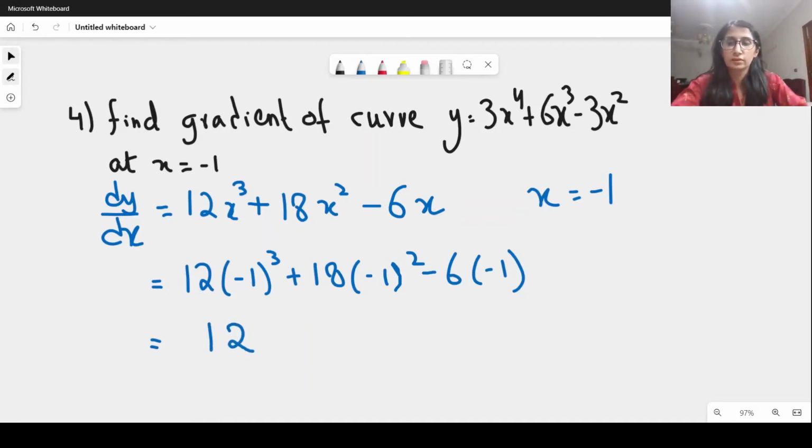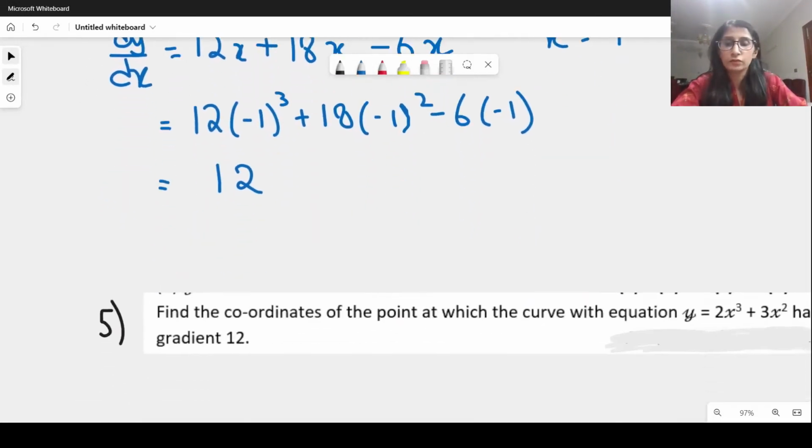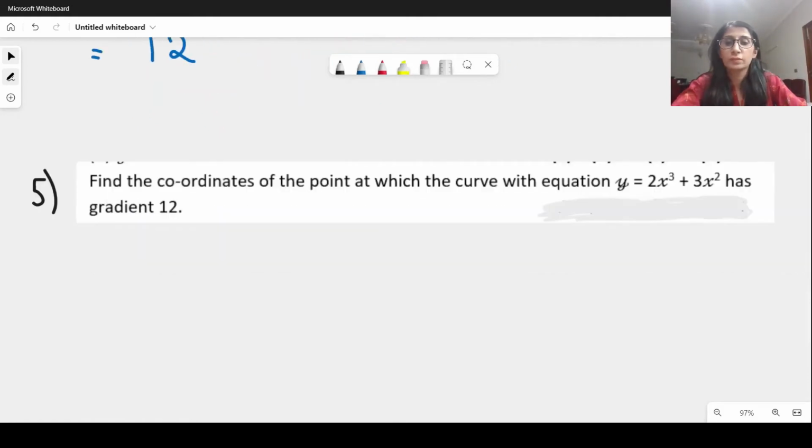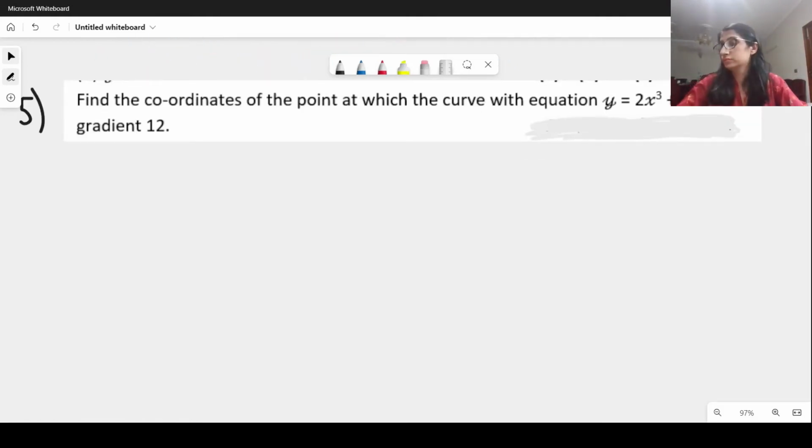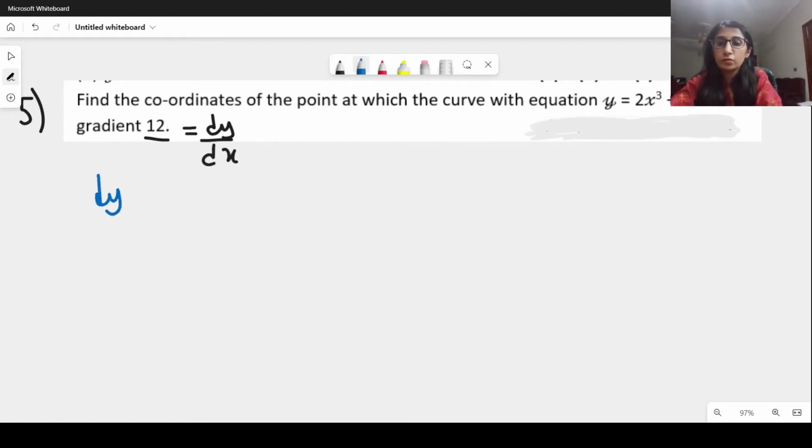Okay. What other kind of questions you could see in the past papers? This is one of them. Find the coordinates of the point at which the curve with this equation has gradient 12. Alright, so gradient 12 means dy over dx is already given to you. So dy over dx is 12.